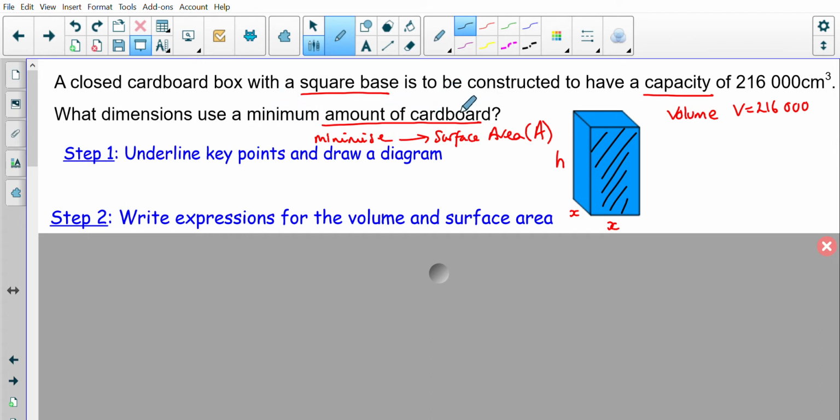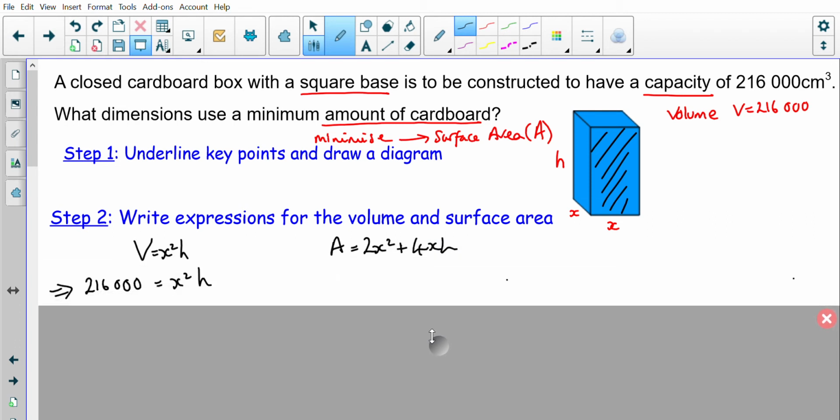So the amount of cardboard is talking about surface area. So we want to minimise the surface area. So drawing a quick sketch of a cuboid, because we know it's a square base, we can have x for the length and the width, and the height we'll call h. That's going to enable us to write expressions for the volume and the surface area.